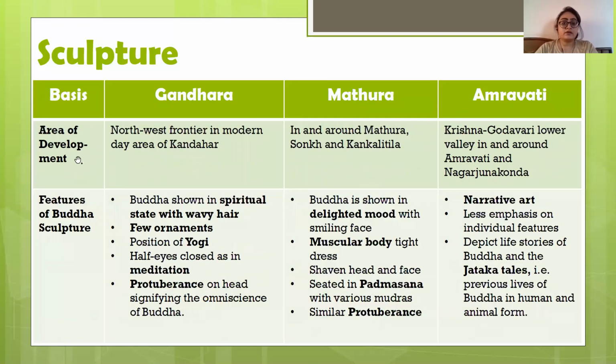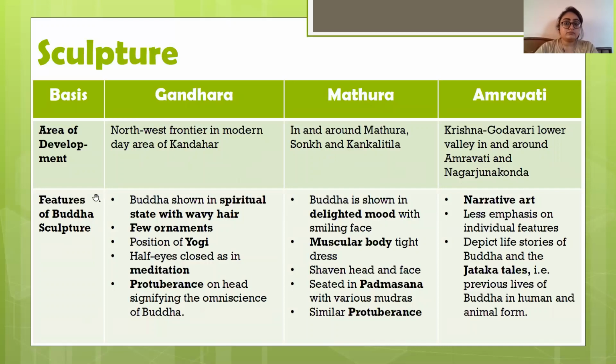Then what is the area of their development? The Gandhara school of sculpture developed in the Northwest Frontier, NWFP, which is in modern-day Kandahar. Mathura was in Sonk and Kankilita, and Amravati was in the Krishna-Godavari lower valley, in and around Amravati and Nagarjunakonda in Andhra Pradesh, if you remember.